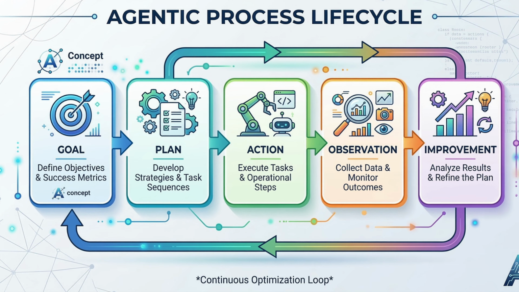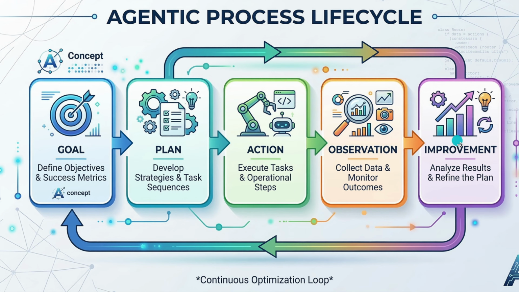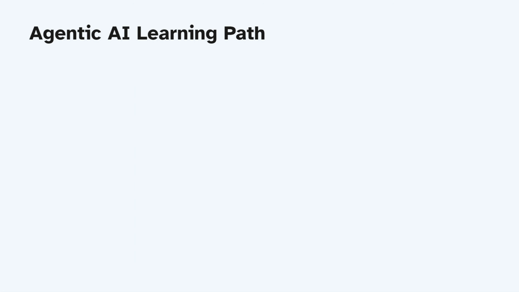Observation is nothing but the outcome, the output generated by the agent. It is a full travel itinerary, the final plan. If you are not satisfied with this plan, or if you want to add places or remove some places for various reasons, then you need to give that in the improvement stage, like feedback. Based on the feedback, it refines the plan and again produces a full itinerary, in a looping way.